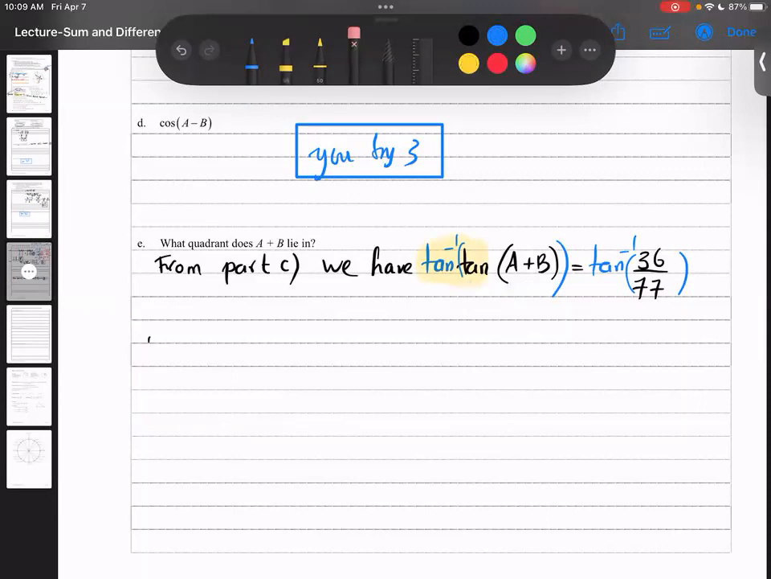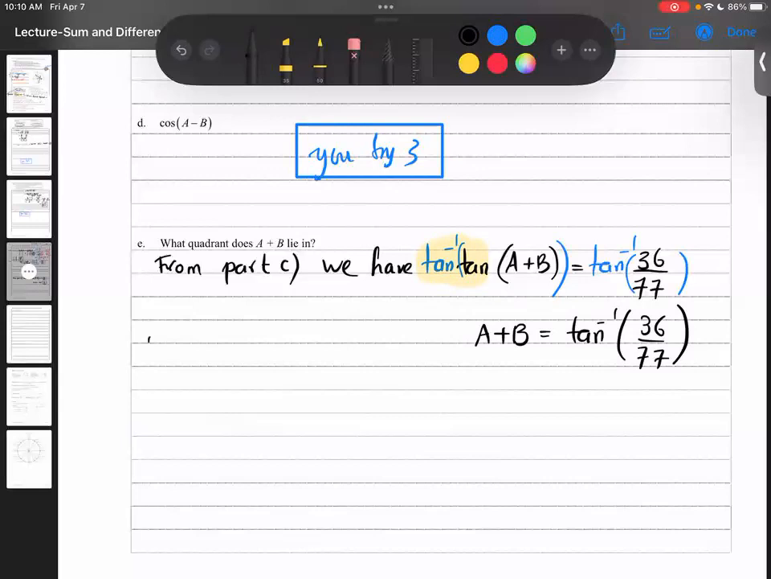I can cancel, so that means A plus B equals tangent inverse of 36 over 77. Tangent inverse, what quadrant are you looking for? Sine would be quadrant 1 and quadrant 4. Cosine, quadrant 1 and quadrant 2. Tangent inverse is quadrant 1 and quadrant 4, just like sine, right?